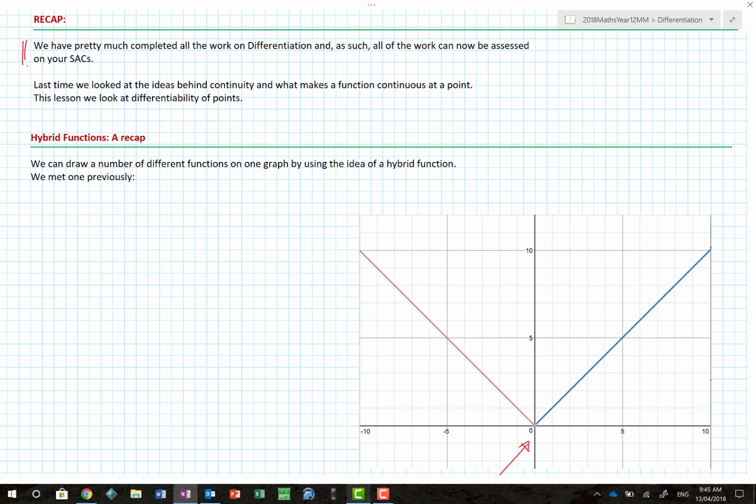Right, so last time we looked at the idea behind continuity, or what makes a function continuous at a point, and now we're going to look at differentiability at points. This is one of those questions that will end up in an exam. It will be written really weirdly, and it will be worth undoubtedly 1, 2, 3, 27 marks. Okay, it's one of those tiny things that you really do need to make sure you understand.